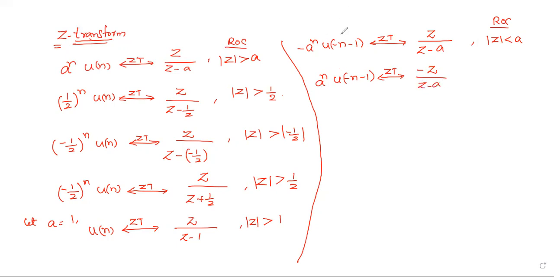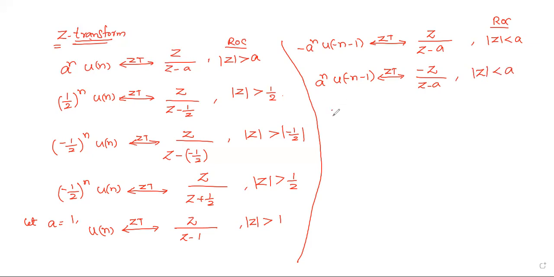So either you can remember this one or this one. Most probably sometimes we will get confused, sir, if we forget this minus symbol. So that's what I will suggest you. A power n u of n Z transform is Z by Z minus a, where mod Z is greater than a. A power n u of minus n minus 1, Z transform will be minus Z by Z minus a, where mod Z is less than a.